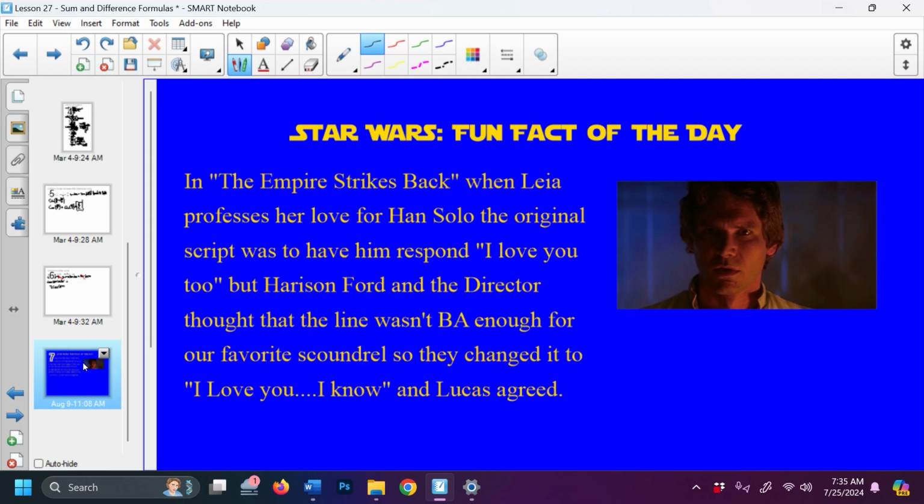The Star Wars fun fact of the day: in The Empire Strikes Back, when Leia professes her love for Han Solo, the original script was to have him respond, "I love you too." But Harrison Ford and the director thought that line wasn't bad-ass enough for our favorite scoundrel, so they changed it to, "I love you, I know." And George Lucas agreed. I agree also. I think it's probably one of the coolest things ever said on film. But hey, what do I know? I'm just a math teacher.